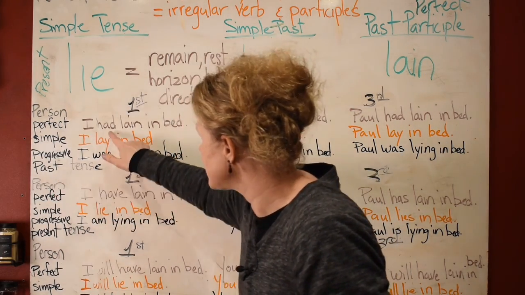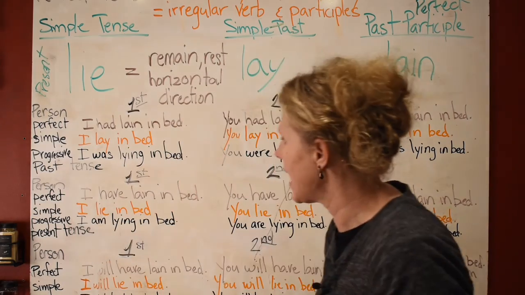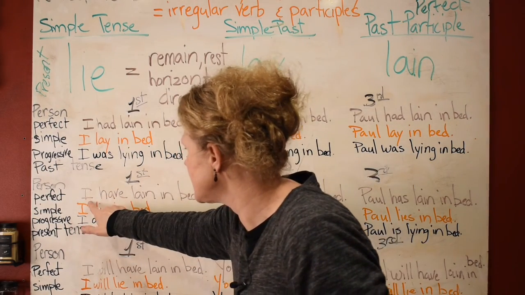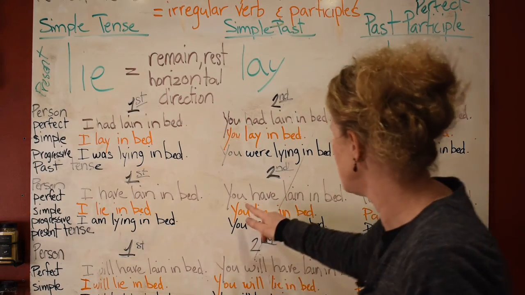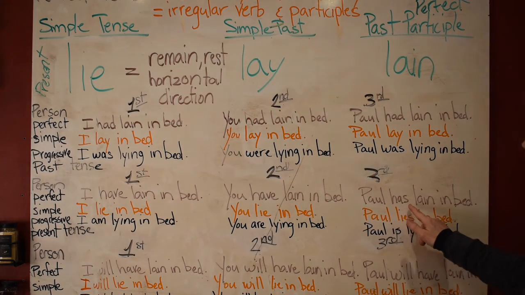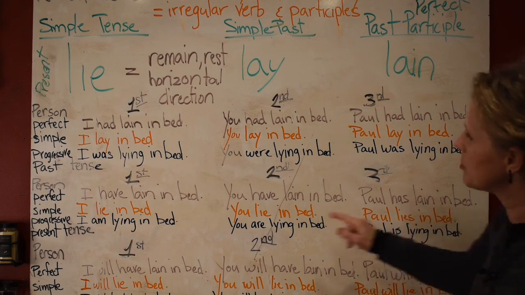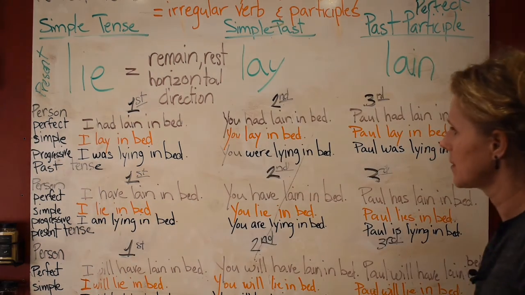See what we used in past? Had. But in present, we have to use have. We're in first person, singular. I have lain in bed. You have lain in bed. Paul has lain in bed. See how it changes with your third person from your first person.